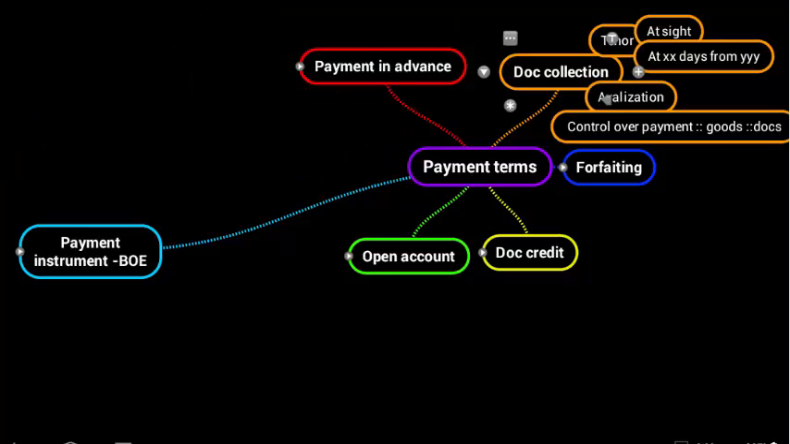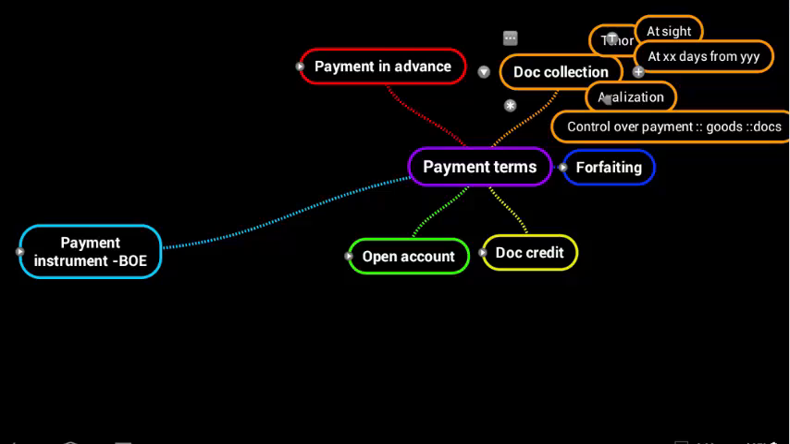Documentary collection. In a documentary collection, the tenor could be at sight or say 60 days from shipment, 60 days from invoice, 60 days from presentation, etc. The risk is that in case of a sight transaction, and if there is a control over goods, the buyer will be able to release the goods from the shipping company only after releasing the documents from the bank. The documents from the bank could get released only after payment if it is a sight transaction.